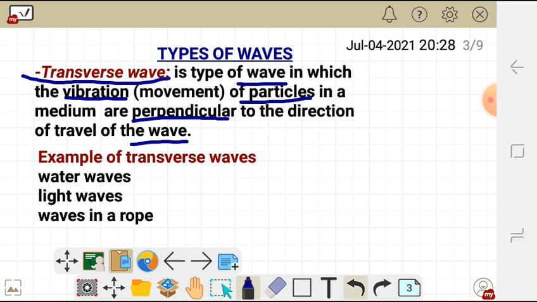Examples of transverse waves are water waves, light waves, and waves in a rope. When a wave is traveling horizontally, the particles in the medium through which the wave is traveling vibrate perpendicularly to the travel of that wave. We call those transverse waves.